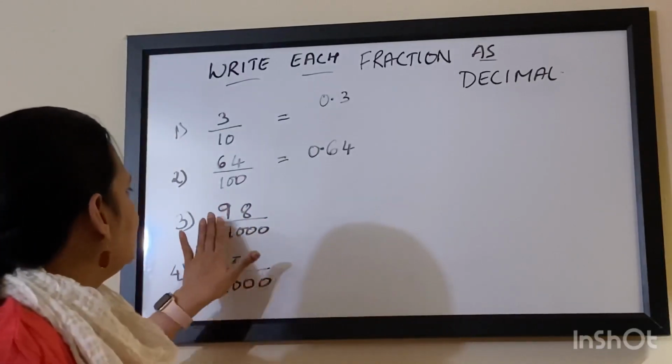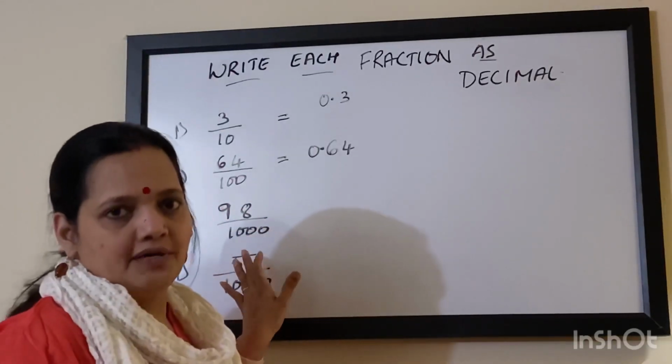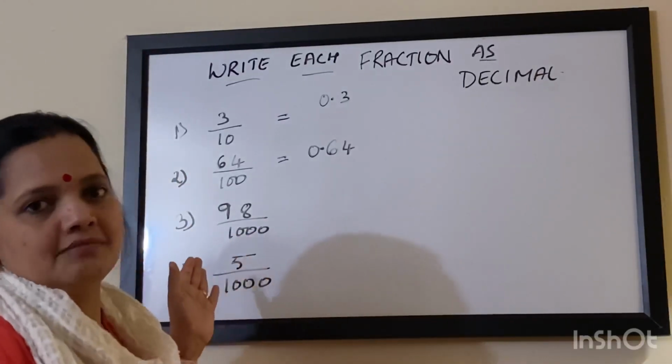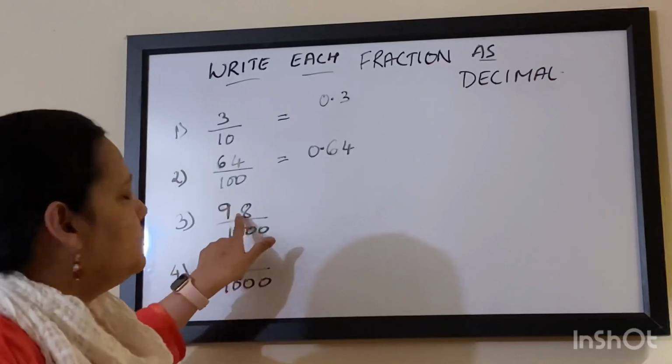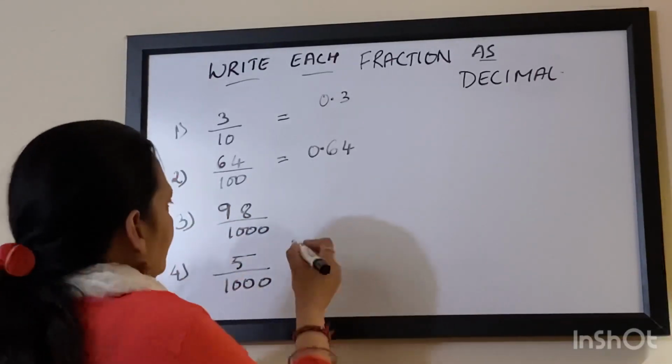Now here we can see it is two digits and here it is three zeros in the denominator, so it will be 3 decimal places. The number will be 3 decimal places, but there is only 2 digits in the numerator. How we can manage that? Let us see.